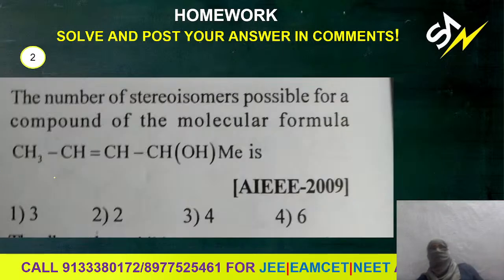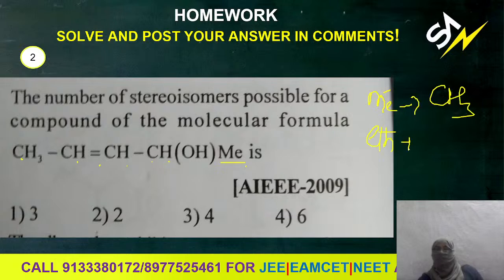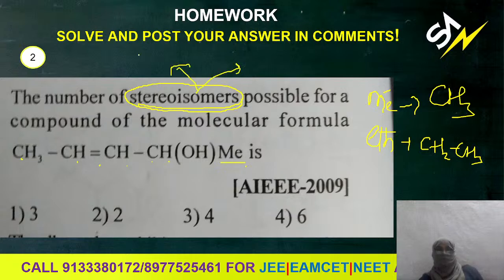Moving on to the next question, that is the number of stereoisomers possible for a compound with the molecular formula CH3CH double bond CH CH Me. M represents Me, nothing but methyl. Me refers to CH3 group, whereas Et, this is a short form for CH2CH3 group. So the question is, the formula they have given, and telling us to calculate the number of stereoisomers. Stereoisomers can be of two types, that is optical. I mean, three types are there. Definitely, we have the number of possible isomers for optical and geometrical only.